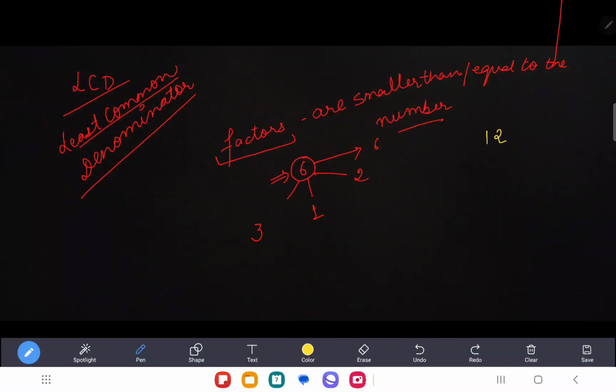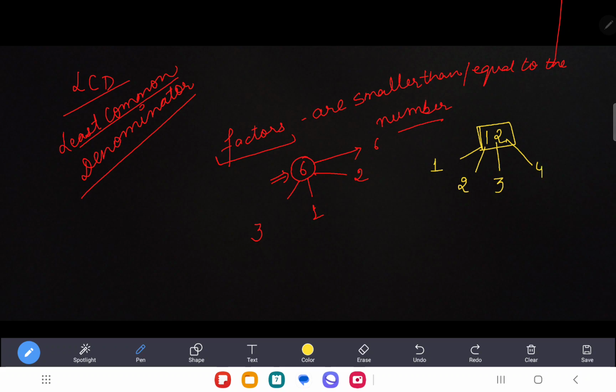So what you have to think is, ma'am, 12 comes in whose table? 1 12 is 12, so 12 comes in the table of 1. 2 6s are 12, so 12 comes in the table of 2. 3 4s are 12, so 12 comes in the table of 3. 4 times 3, so 12 comes in the table of 4.